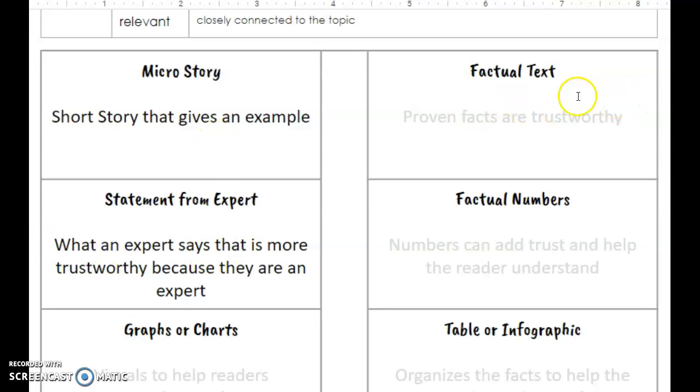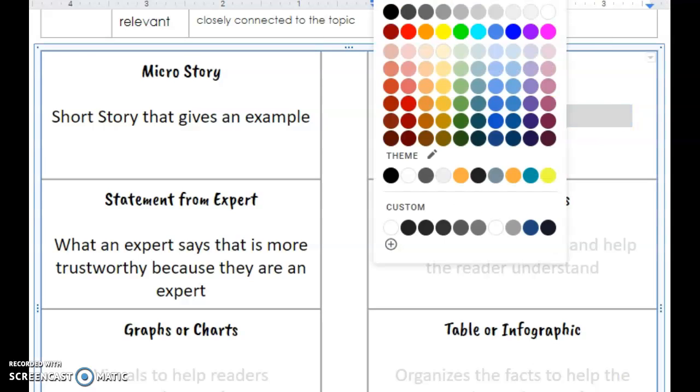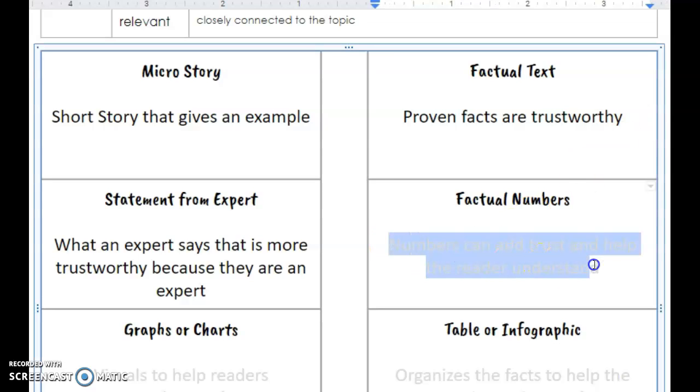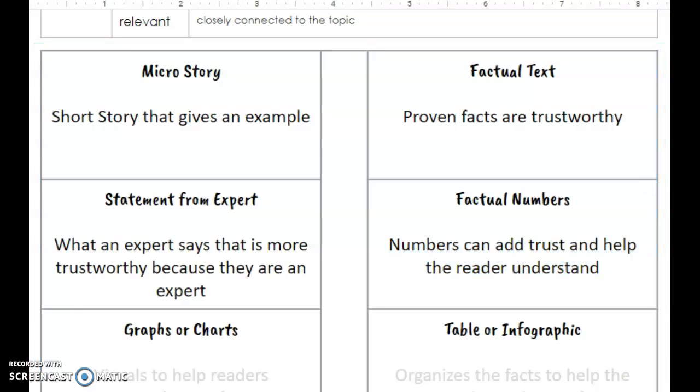Rather than going down, I'm actually going to move over here to factual text. So factual text in a story are proven facts, and then they're trustworthy. Again, trying to separate this out from opinion and looking at, can I prove it? Then it's more trustworthy. Specifically, as part of factual text would be factual numbers. Numbers can add trust and help the reader understand.